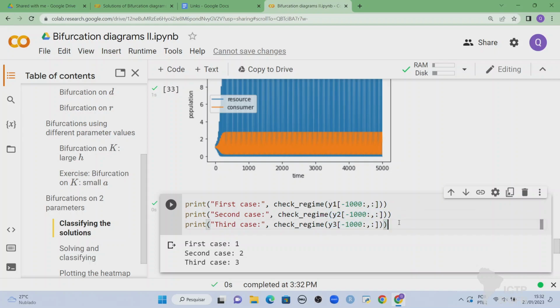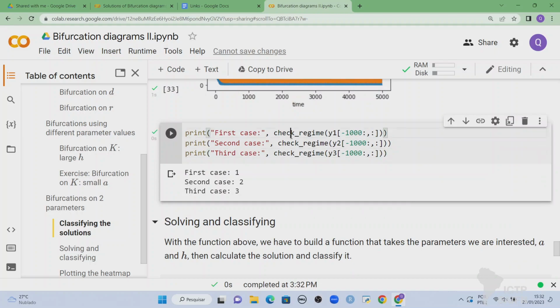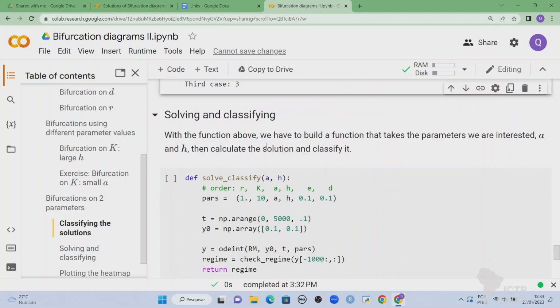Y3, the last 1,000 time steps, and identifies the first case as H1, the second as H2 correctly, okay? Nice? Does that make sense, people? Yeah? So I created a function to classify the solutions, okay? And now what do I want?